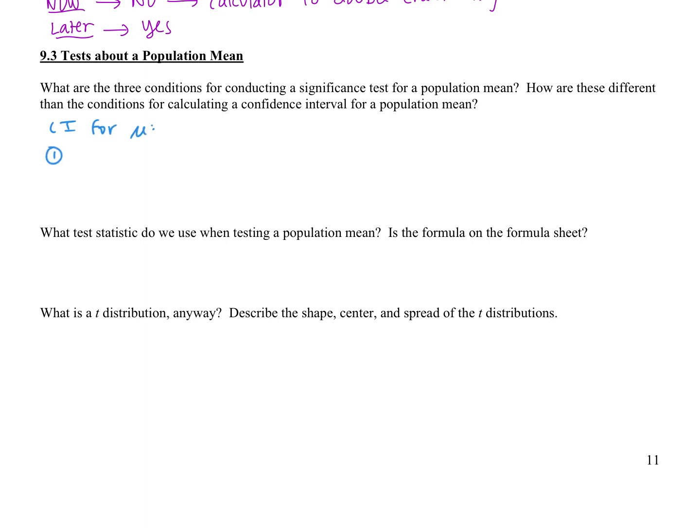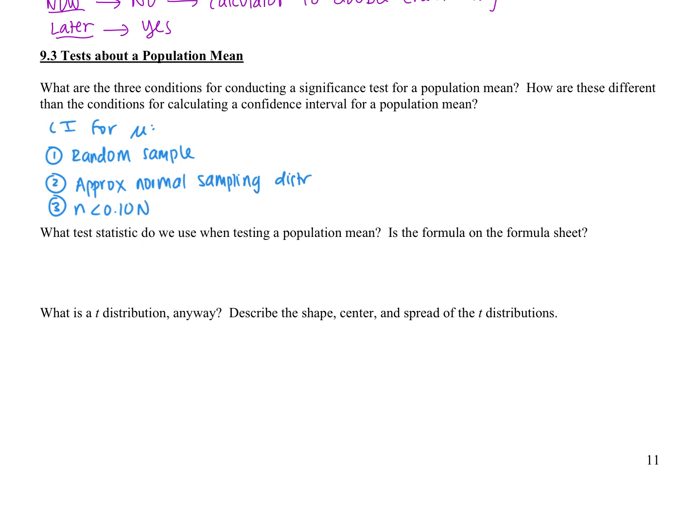Confidence interval for mean, what is the first assumption? First assumption no matter what, always. What is it? Random sample. Second assumption? Augie? Approximately normal sampling distribution. And then the third one is the 10% rule. Sample size has to be less than 10% of the population.